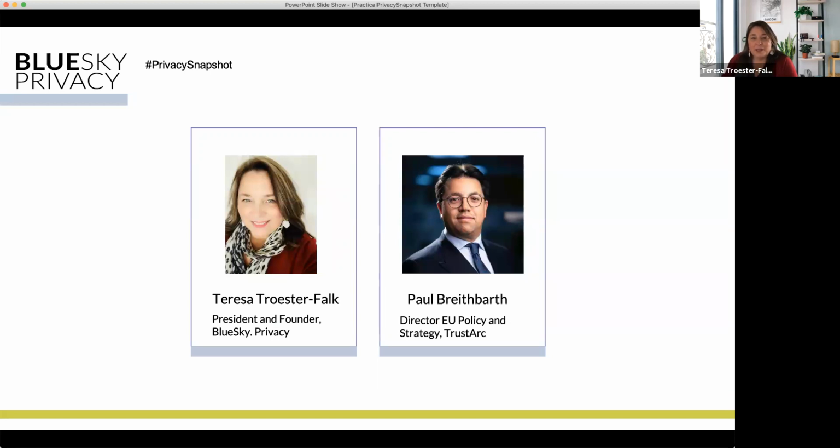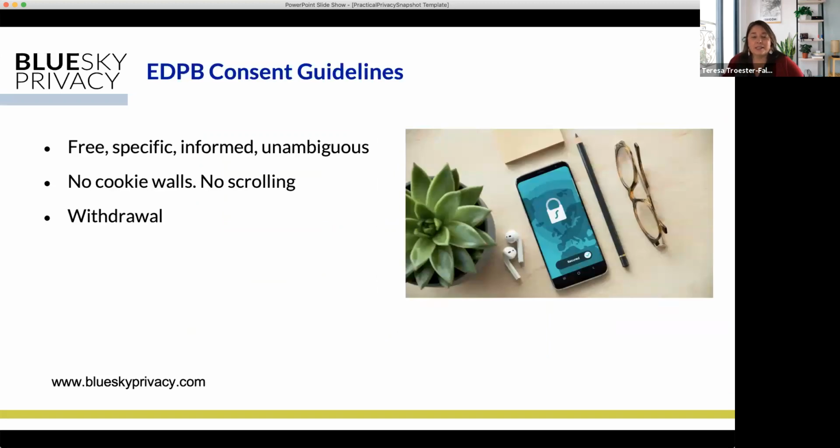And Paul's going to be giving us a privacy snapshot highlight on the updated consent guidelines from the European Data Protection Board. Paul. Thanks, Teresa, and hi, everyone. Yes, I thought it was relevant because the European Data Protection Board about a month ago released their updated consent guidelines following requests from companies and data protection authorities across Europe on especially what to do with cookie walls.